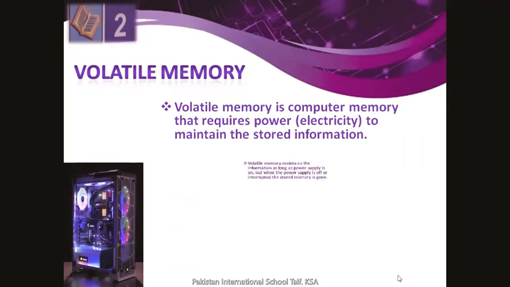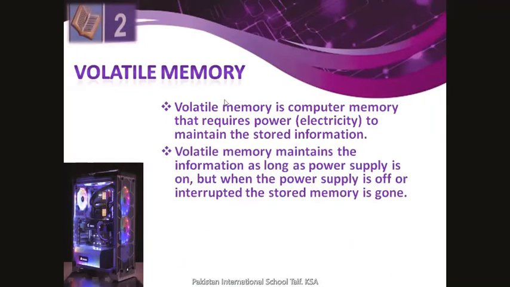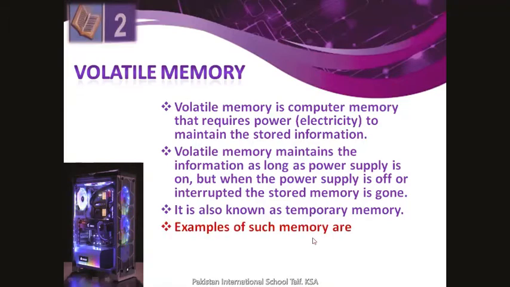Now, dear students, the next topic is volatile memory. Volatile memory is computer memory that requires power, electricity, to maintain the stored information. Volatile memory maintains the information as long as the power supply is on. But when the power supply is off or interrupted, the stored memory is gone. It is also known as temporary memory. So volatile memory means that when you save your data, but then turn off your computer, your data will be wiped from your storage medium. This is called volatile memory.